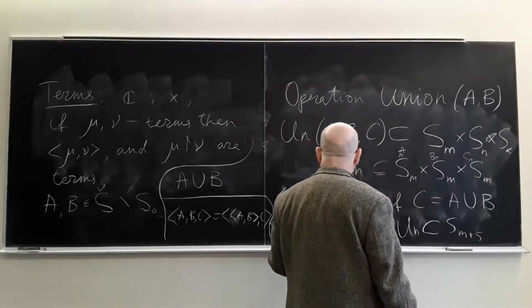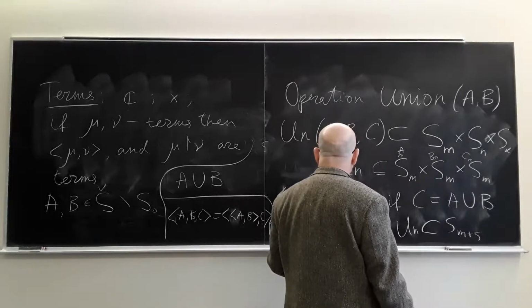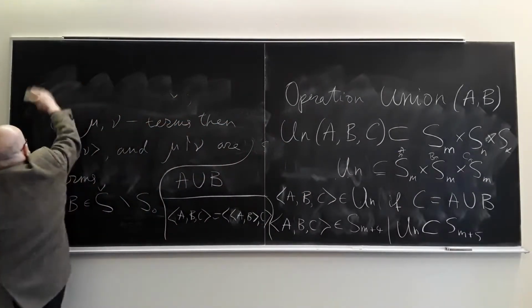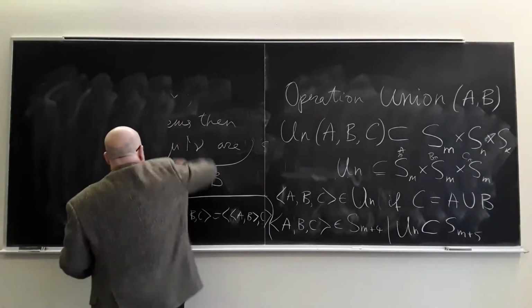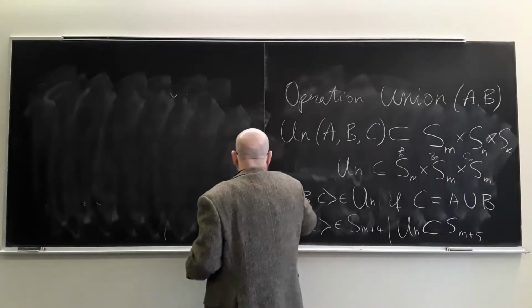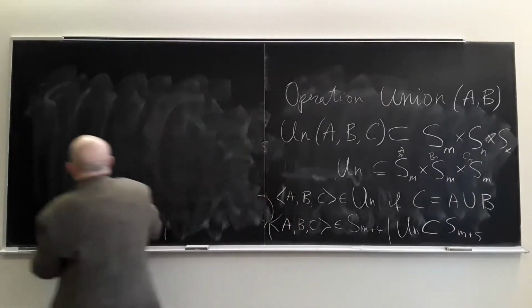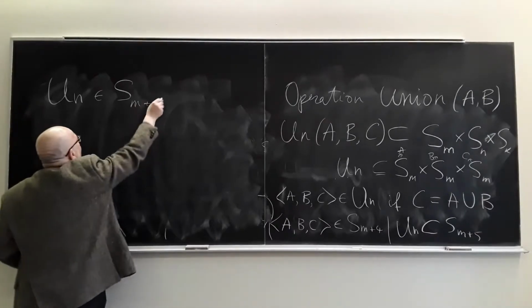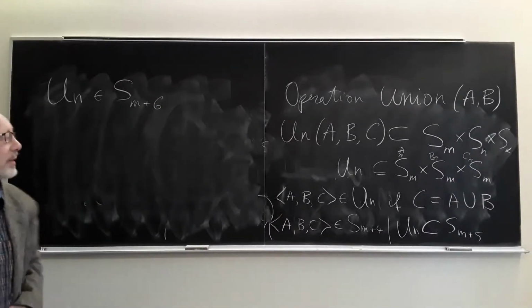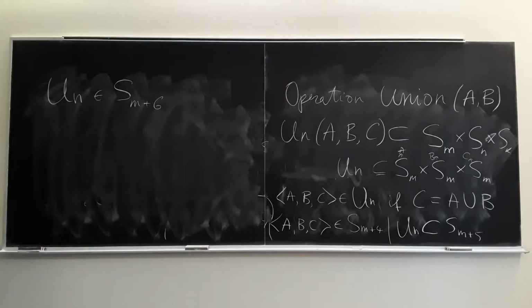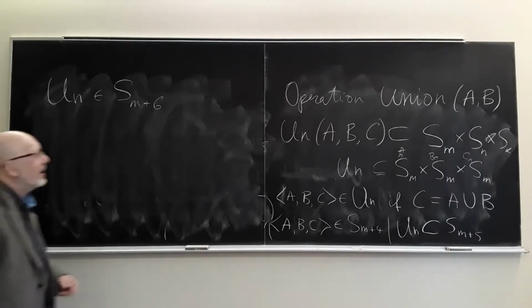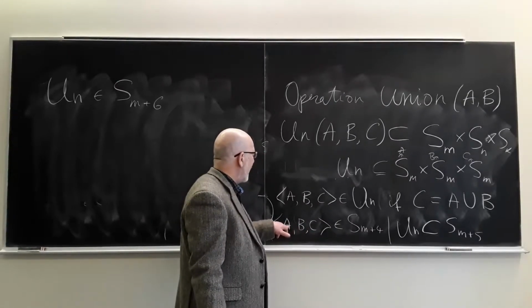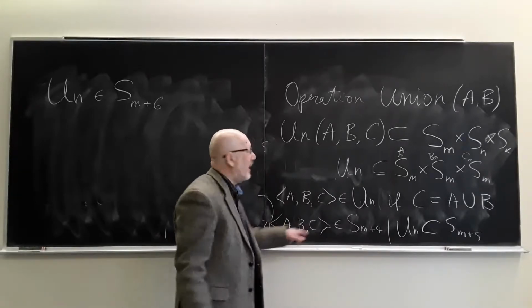The union is a subset in Sm plus 5, and therefore the union element is in Sm plus 6. Okay. And in this case, C is the only element such that, if given A and B, then C is the only element.